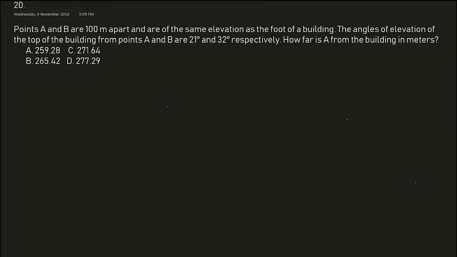Right? Next problem. Problem number 20. Okay. So, points A and B are 100 meters apart and of the same elevation on the foot of the building. Okay.